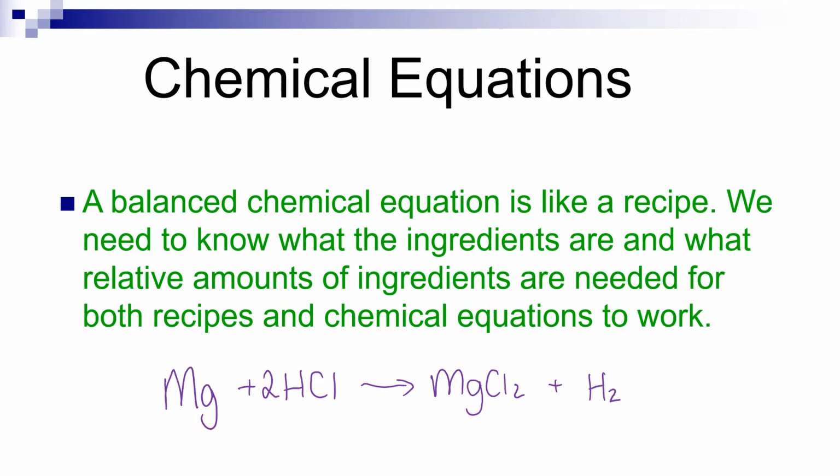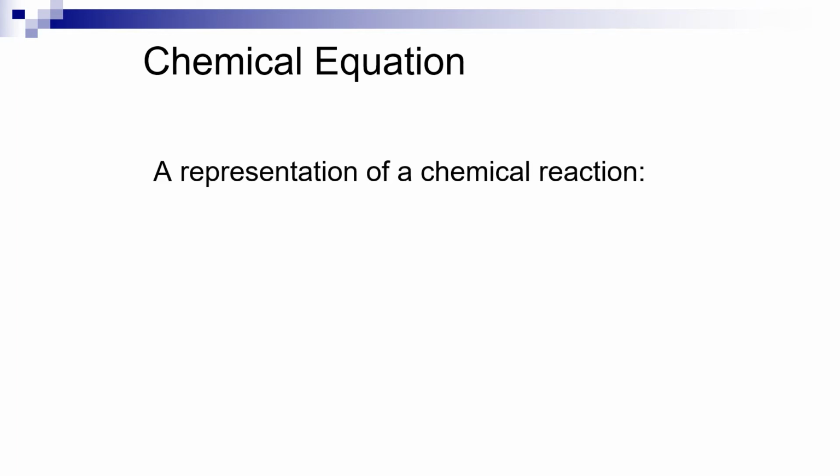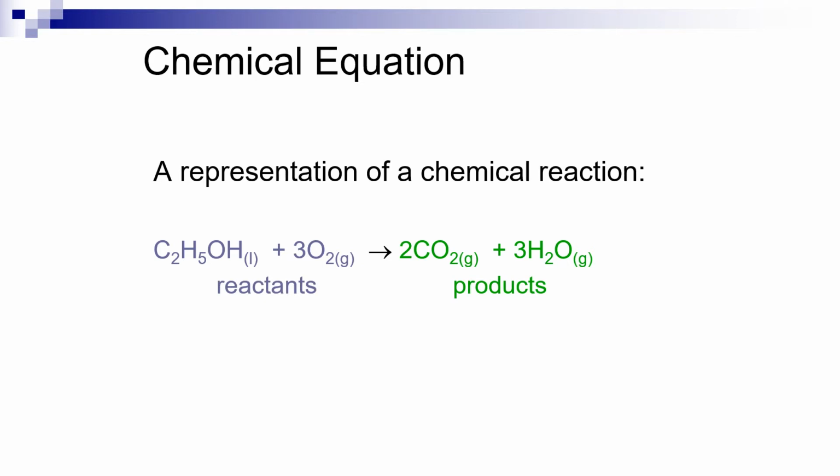So a balanced chemical equation can tell us many different things. And we're going to have a look at both the microscopic level and the macroscopic level. So looking at this is our representation of the chemical reaction. We have our reactants on the left-hand side of the reaction, and we have our products on the right-hand side of the reaction.